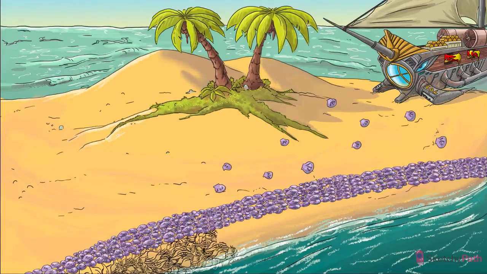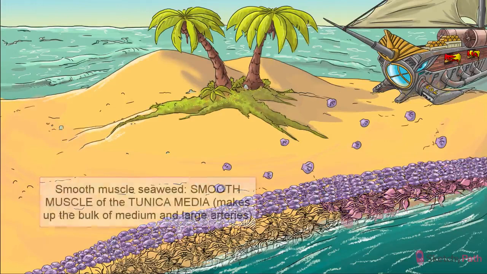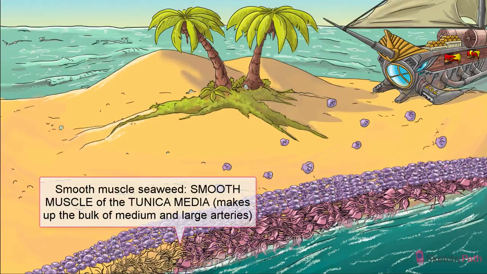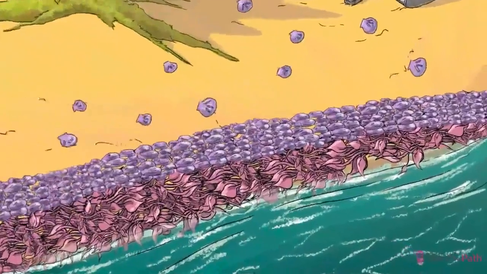This is all before we get to the media, which contains a bunch of smooth muscle and elastic tissue, as symbolized by the layer of smooth muscle seaweed. Smooth muscle cells make up the bulk of medium and large arteries. They play several important metabolic roles as well, such as regulating vascular tone, and consequently lumen size, and modulating vessel extracellular matrix production. In addition, both vascular endothelial and smooth muscle cells produce inflammatory and anti-inflammatory mediators, growth factors, and chemotactic factors. So much more than meets the eye.